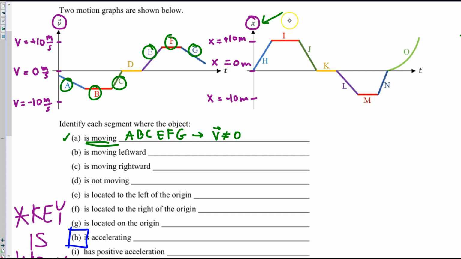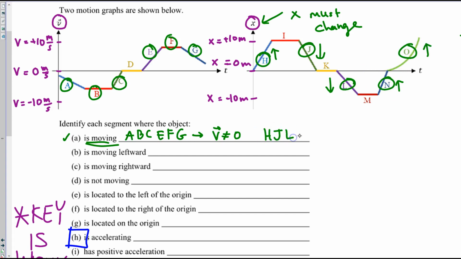To move, what has to happen with position? To move, position must change. So the line will have to go up or down the position axis. Which lines have a changing position? H, the graph goes up, position goes up. J, position goes down. L, N, and O.